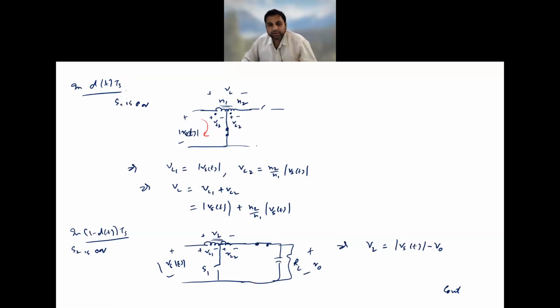Then during the 1 minus D Ts period, your S2 switch is on. If your S2 switch is on, then what happens? During that period, you are now applying directly the V0 voltage from this place. So the overall voltage across the inductor VL is nothing but modulus Vs of t minus V0. So this is the term which you will get during the 1 minus D of Ts period.